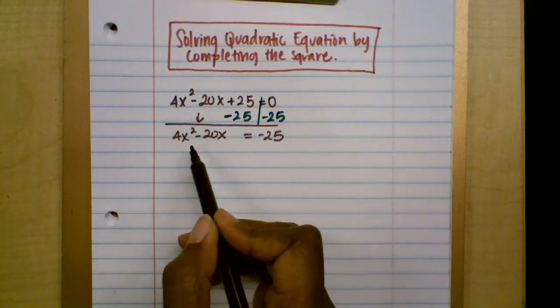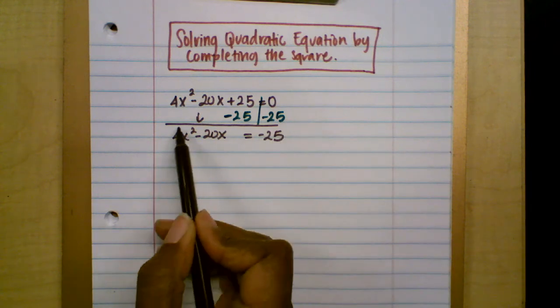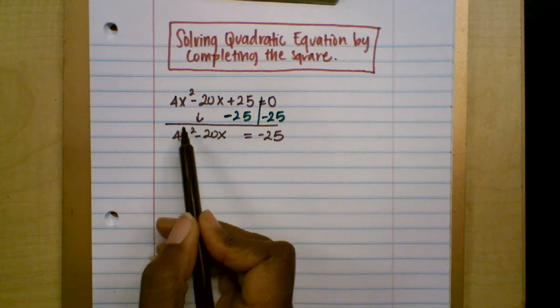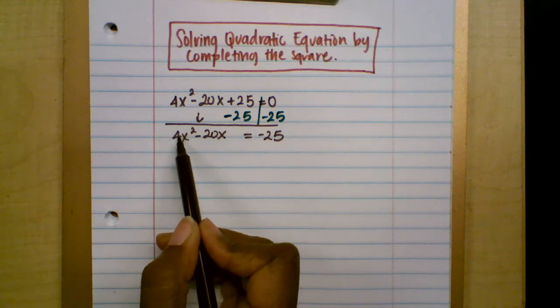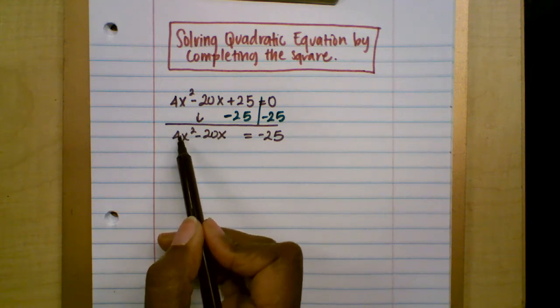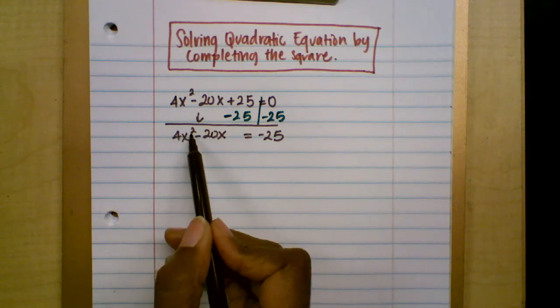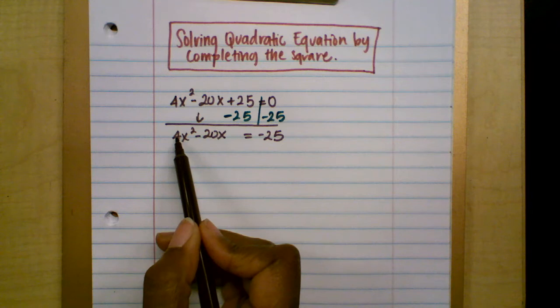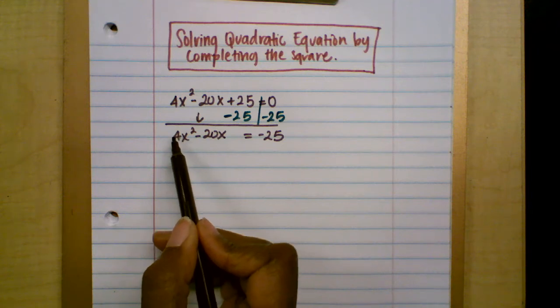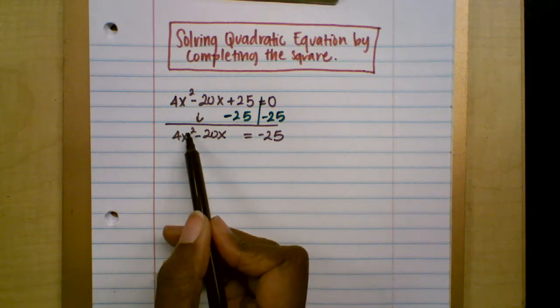Now to complete the square, the x squared needs to be by itself. What I'm trying to say here is the number in front of x squared needs to be 1. You just want to see x squared. Right now I see there is a 4 in front of x squared. 4 is being multiplied to x squared.